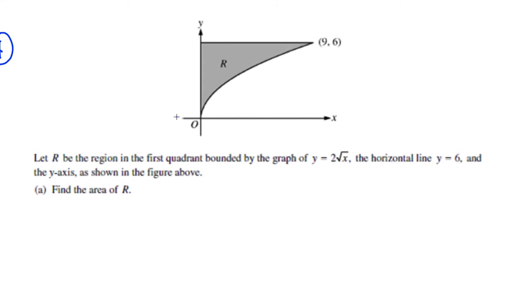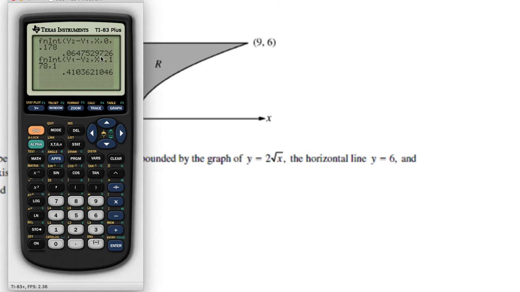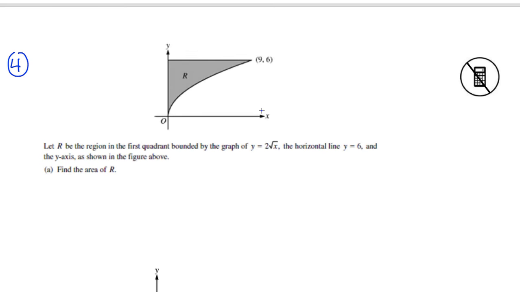Number 4, we have this thing. Are we allowed to use calculator? No, let's get rid of this thing. Bye, calculator. It's nice knowing you. All right. So, did you already do 4 with the calculator? Cheater! 5. Okay.